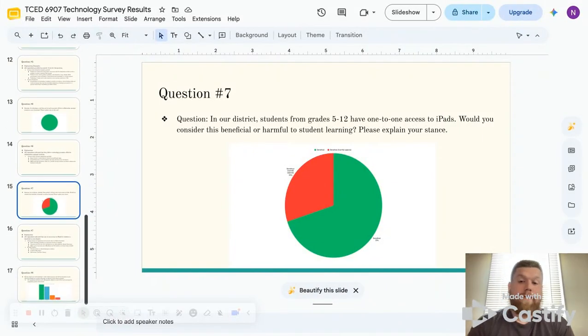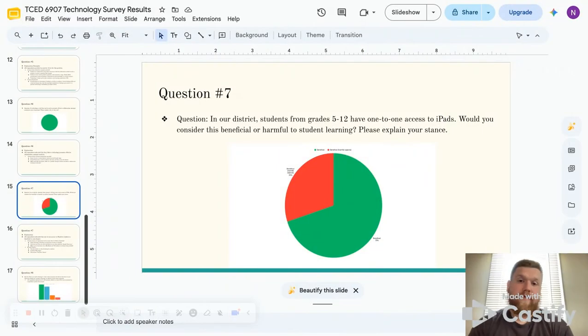Question number 7. To provide a little bit of context for this question, at Beaver Local, all students from grades 5 through 12 have one-to-one access with iPads. We are a one-to-one district. iPads are the device that students have access to. The question in this instance was, would you consider this beneficial or harmful to student learning? Please explain your stance. The pie chart that we have here is similar to the pie chart that was demonstrated for number 2's results.